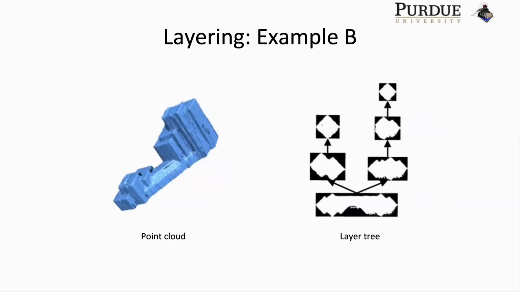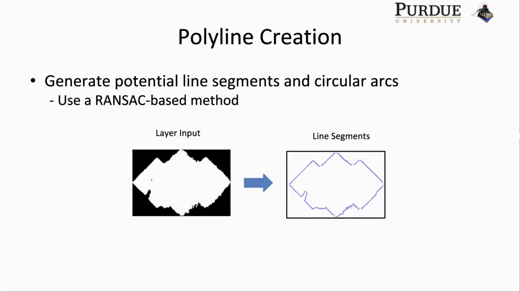Here is another example. As you can see, our layering scheme produces a tree of layers as opposed to a linear array of layers, because a building might have non-adjacent segments of the same height. Next, for each layer, we use a RANSAC-based method to determine line segments with a sufficient number of points.